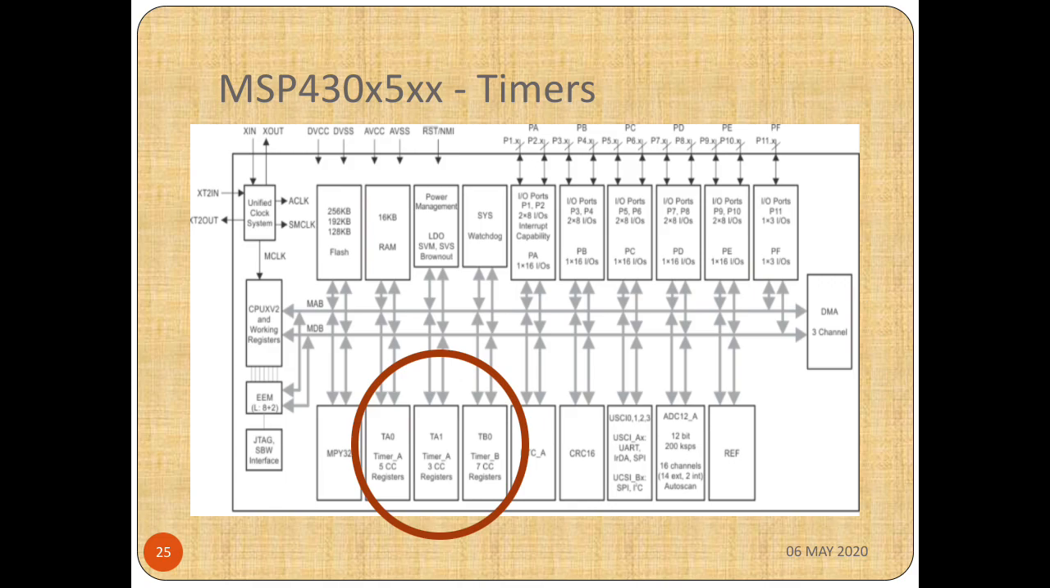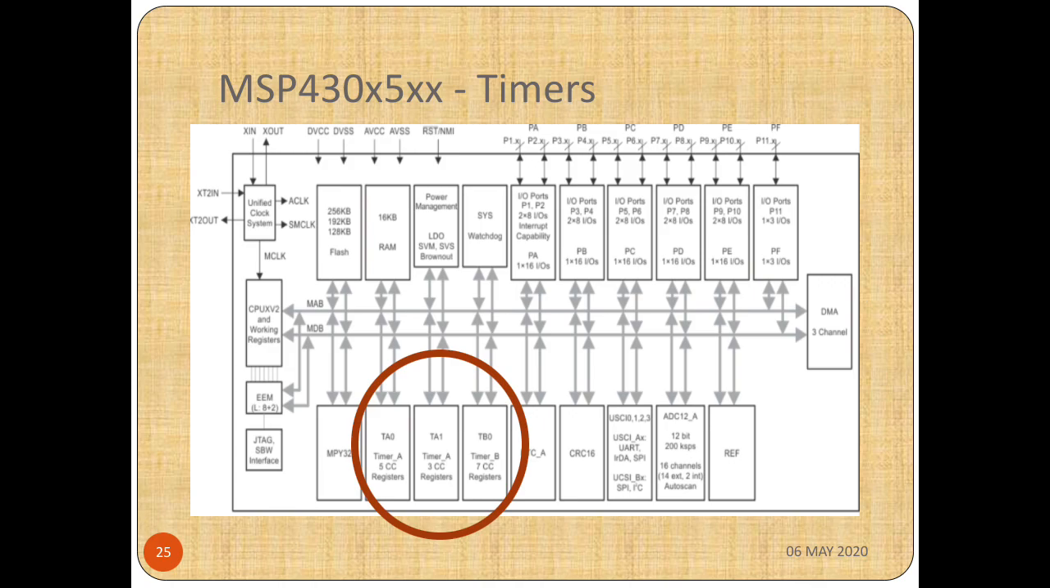The next is timers. In this particular architecture we have timer A0, timer A1 and timer B0. Timer A0 has 5 capture compare registers, timer A1 has 3 capture compare registers, and timer B0 has 7 capture compare registers. In capture mode, these timers measure the time, that is, how much time it takes to complete the operation.